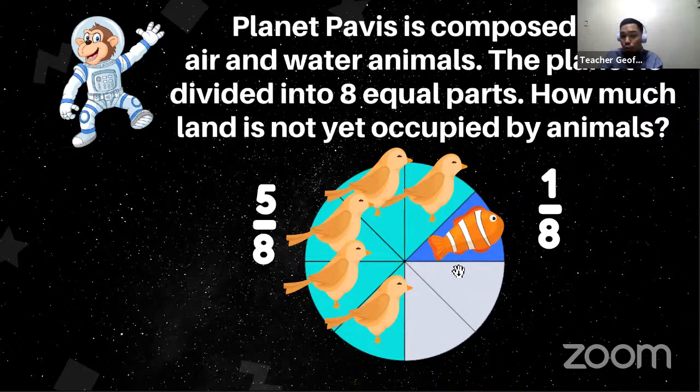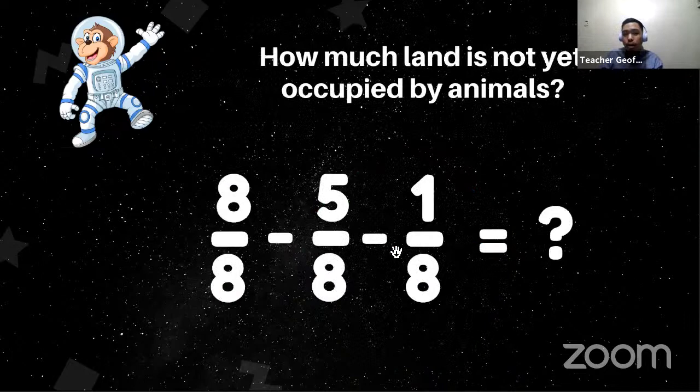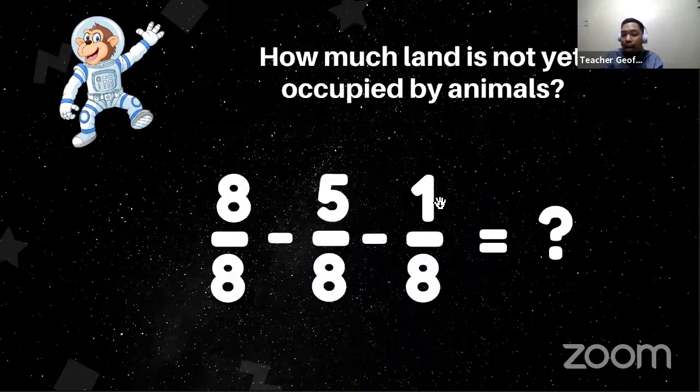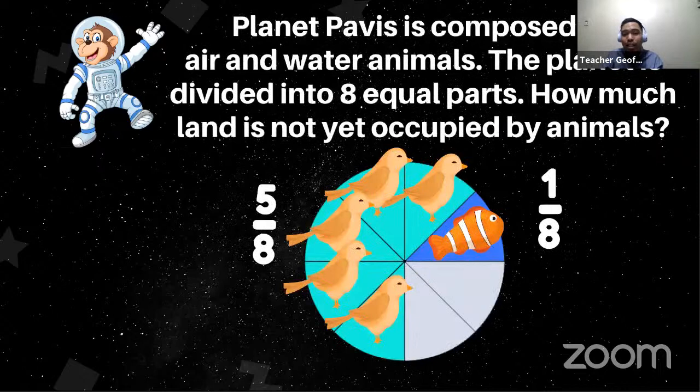What we can actually do for this one is to what? Subtract the whole amount of land that we have, which is 8/8, and subtract it to 5/8. 5/8 is the amount of air animals that we have, and subtract it to 1/8 as well, which is what? The water animals that we have in planet Pavis.